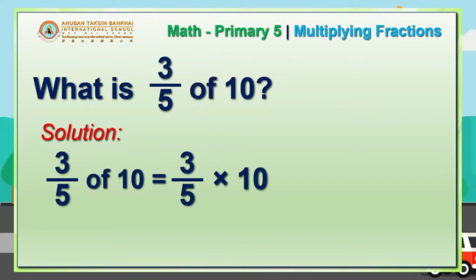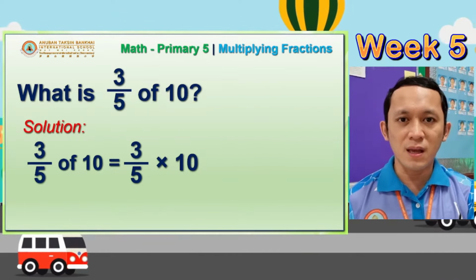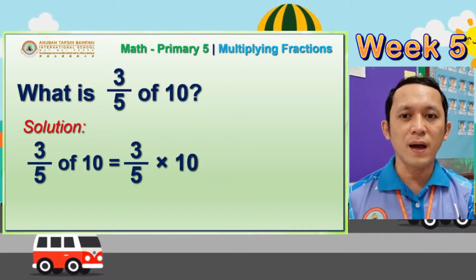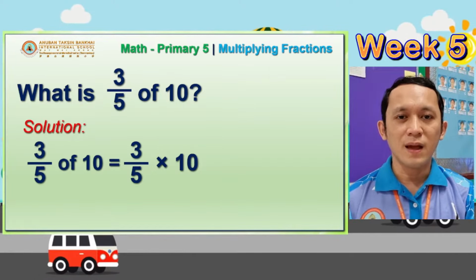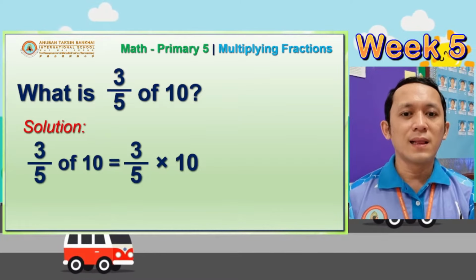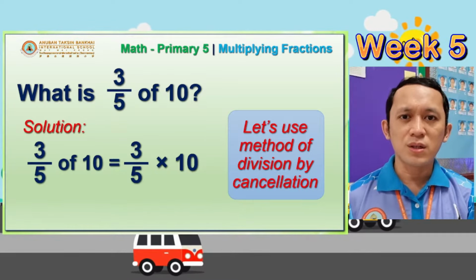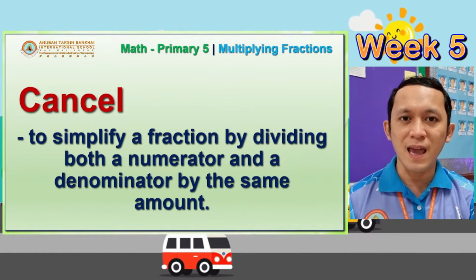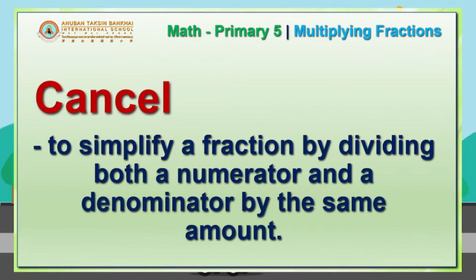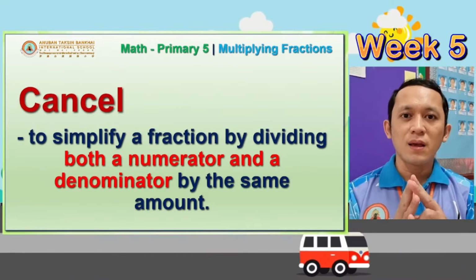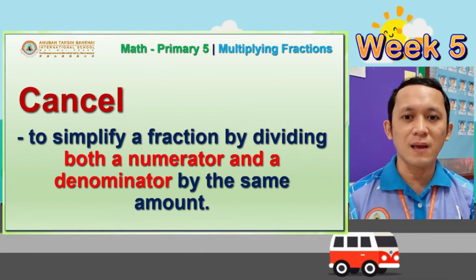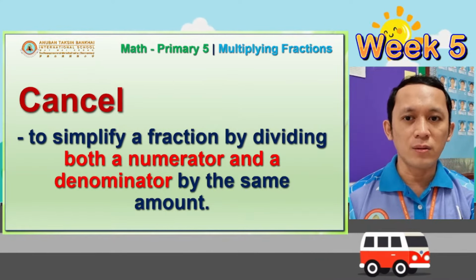So 3 over 5 of 10 is just the same as saying 3 over 5 times 10. Now, before we continue, let's use the method of division by cancellation. Teacher, what is cancel? What do you mean by cancellation? So when we say cancel, that is to simplify a fraction by dividing both a numerator and a denominator. So take note that those two must be divided at the same time by the same amount.